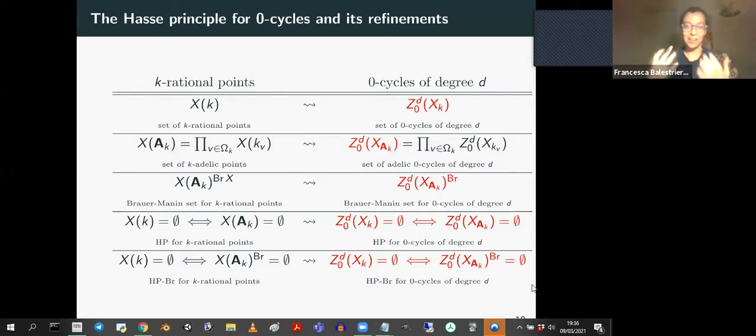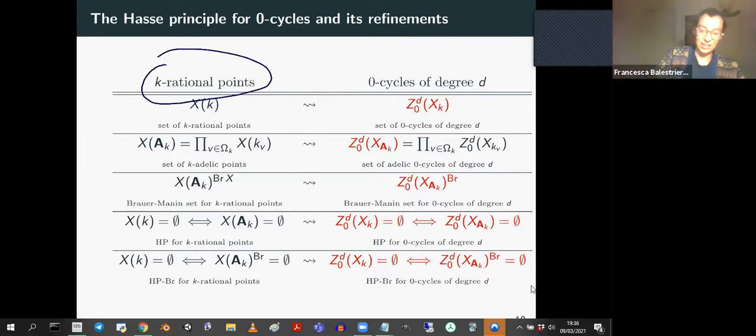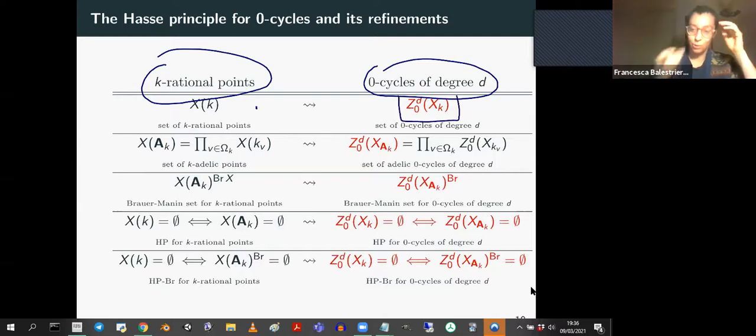Now we can start to construct objects which are analogous to the ones that we have constructed in the case of rational points. So let's say this is the rational point world, and this is the zero cycle of degree d world. When we were talking about rational points, we were interested in the set of k-rational points here. And we can construct something similar in the world of zero cycles. We just take this set here to be the set of zero cycles of degree d on x.